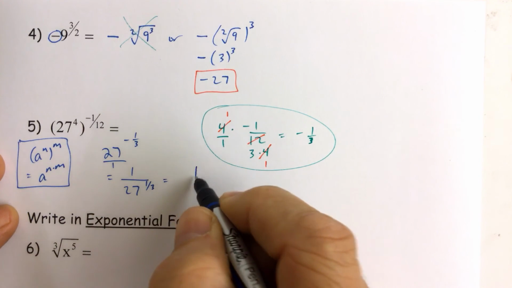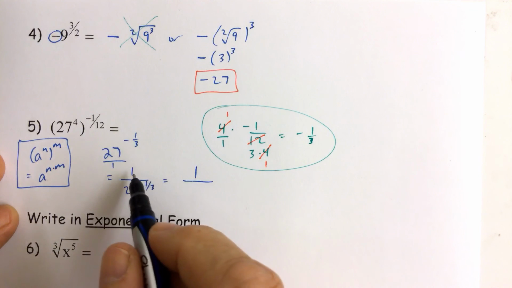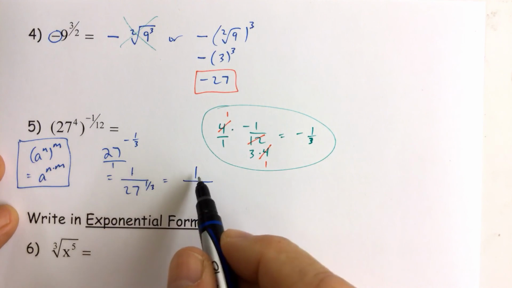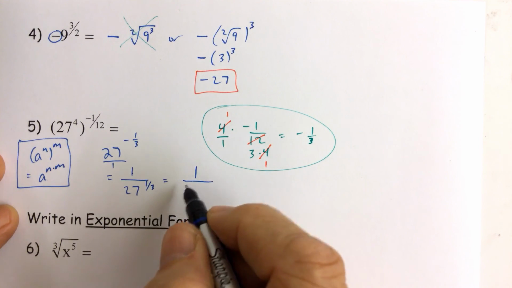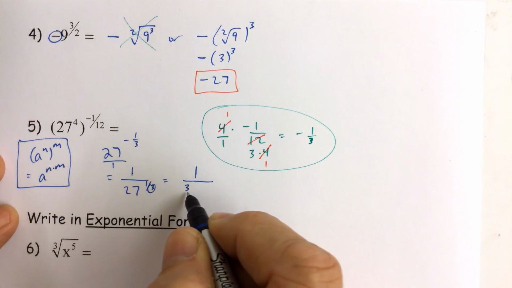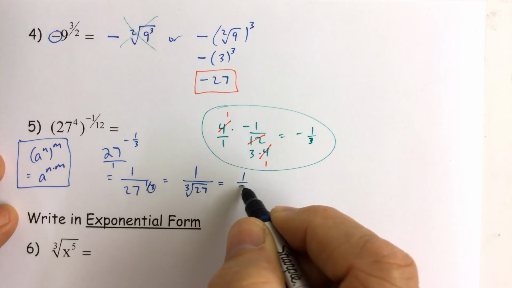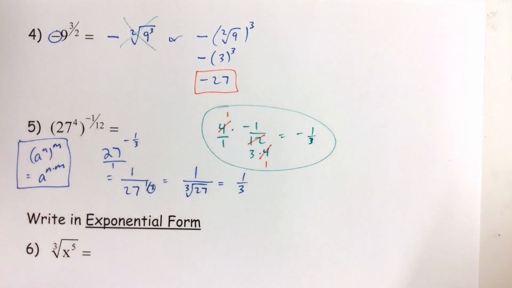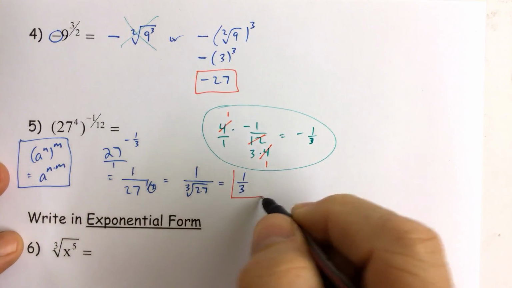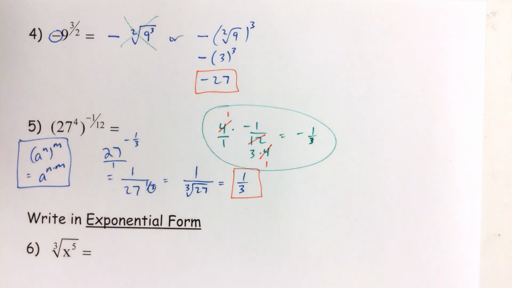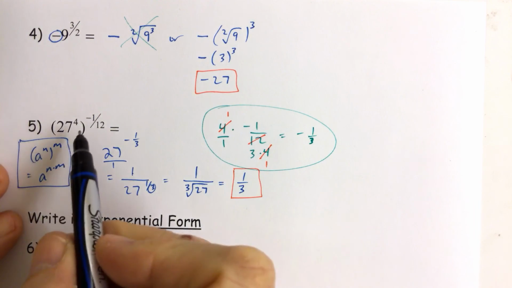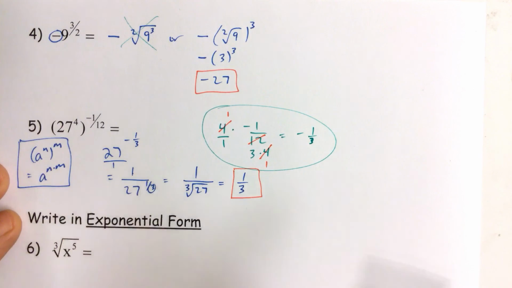So don't lose sight of the fact that the numerator becomes 1. The denominator is 27 to the 1/3, where the root is 3, the cube root of 27, and we know the cube root of 27 to be 3. So this entire expression can be rewritten as 1/3. That's kind of a neat thing here, where what was a complicated looking expression is written as just 1/3.